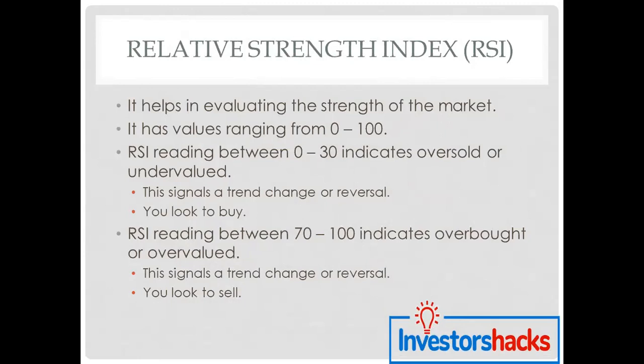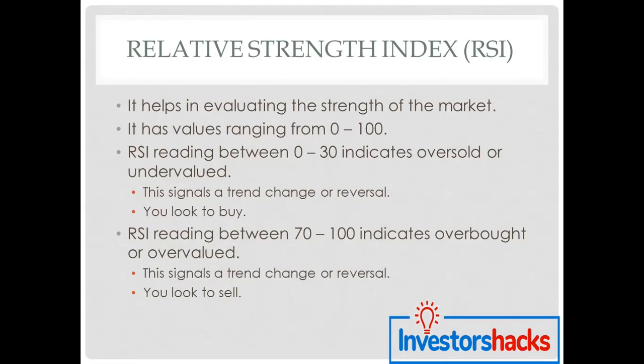Then we have the relative strength index, that is the RSI, and RSI helps in evaluating the strength of the market. It basically ranges from 0 to 100. And how do we interpret this? Any reading between 0 and 30 indicates an oversold or undervalued market, and this signals a trend change or reversal. So therefore, you look to buy. This means that the market was in a downtrend, and now that it is oversold, we are looking to buy. The market might reverse in the upside direction.